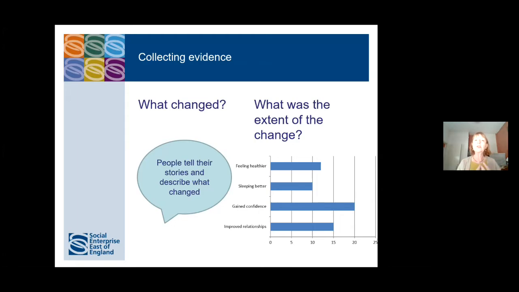So what changed? People tell you their stories and they describe to you what has changed, and that is the best way of finding out what has changed. It may be things you intended were going to happen, but it could also be things that you didn't intend to happen but turn out to be really important for the beneficiary.